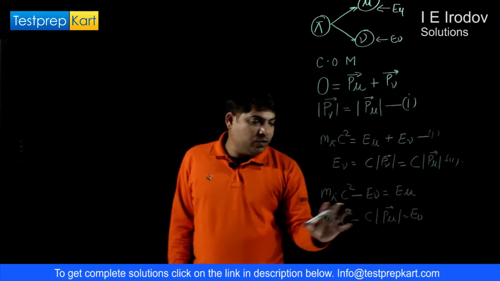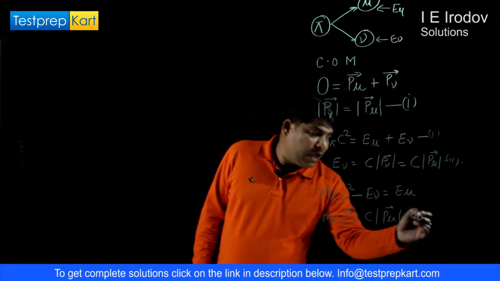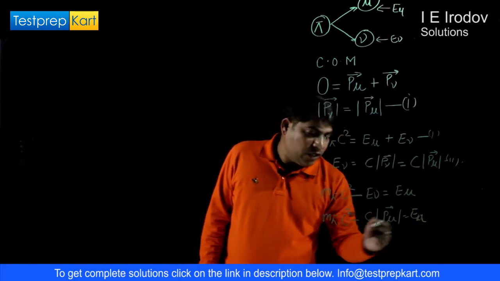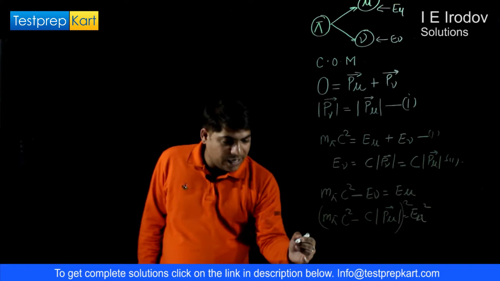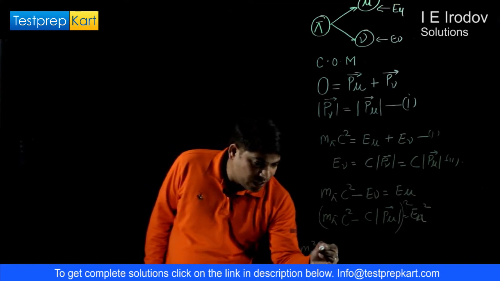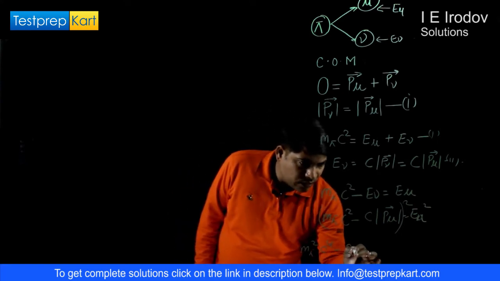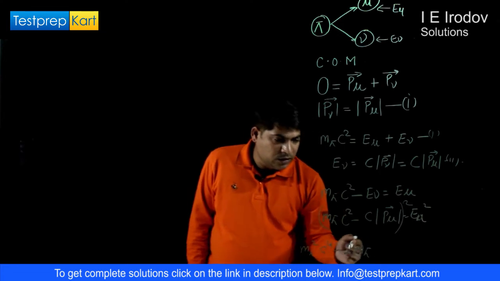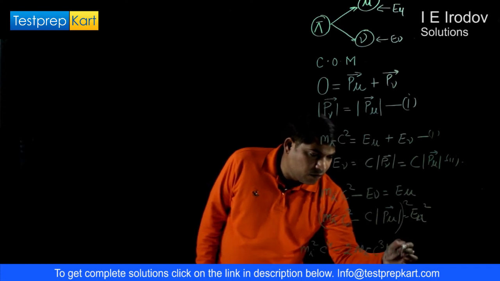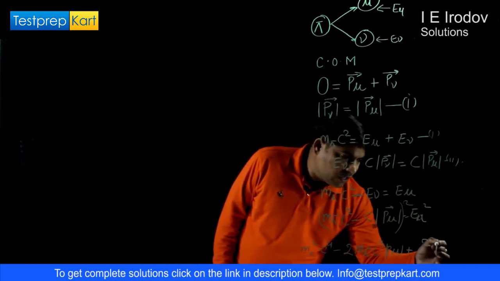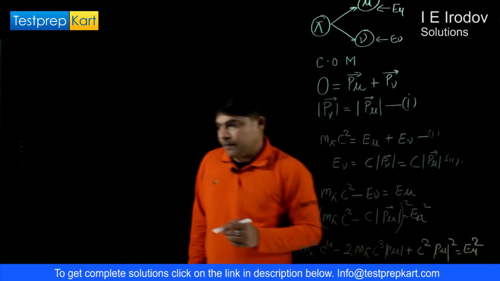Now we can take a square of both sides. Here I must write E mu, not for neutrino. So if you square this equation from both sides, then from this expression we can write m pi square into c to power 4 minus 2 m pi c cube into P mu plus c square into P mu square is equal to E mu square.